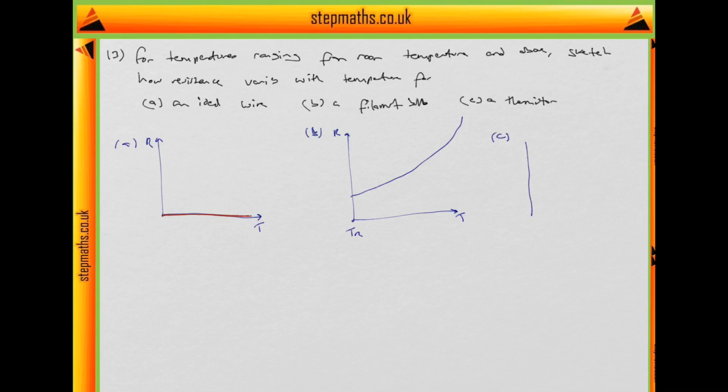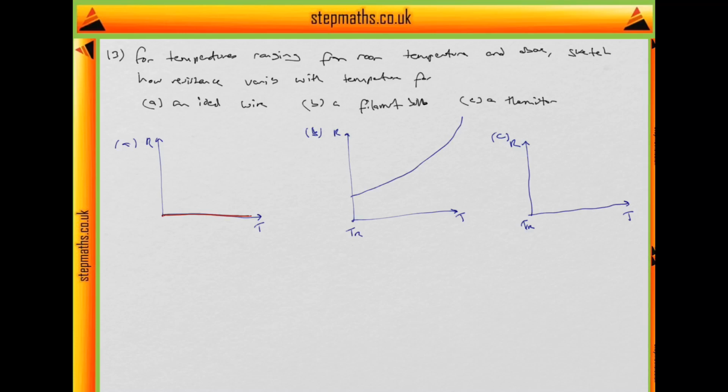And what about C? Well, a thermistor is by definition a device that loses resistance with temperature. It's a semiconductor. So that means as temperature increases, it dislodges more electrons, and so more current flows, and so the resistance actually falls.